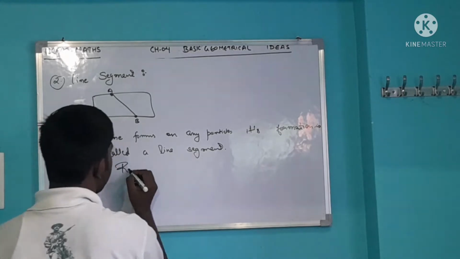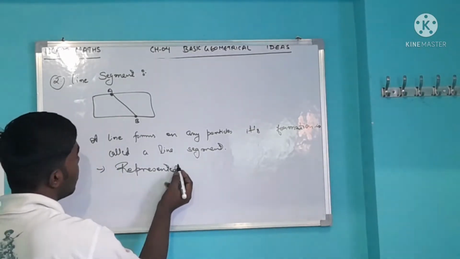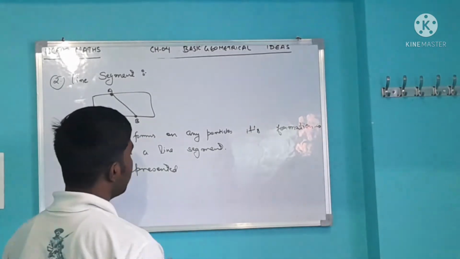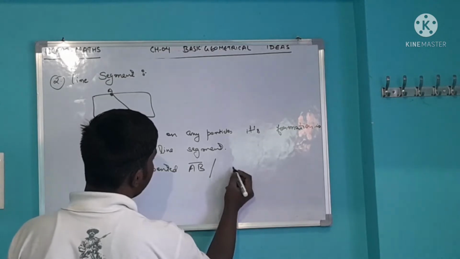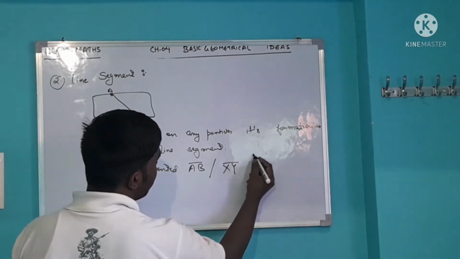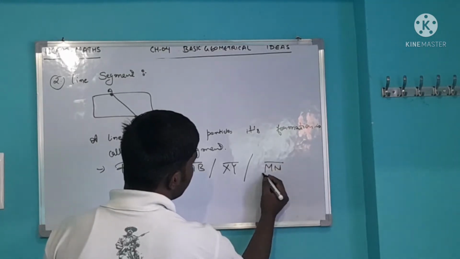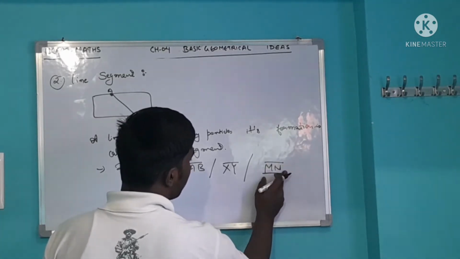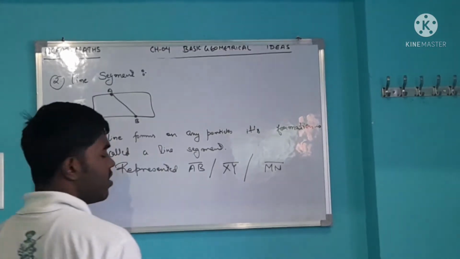A line segment is basically represented as follows: when we have points A and B, the line segment is represented by A and B. Or when we have points X and Y, it is represented by X and Y. When we have points M and N, it is M and N. Write the 2 points and a bar above the points. So this is the representation of a line segment.